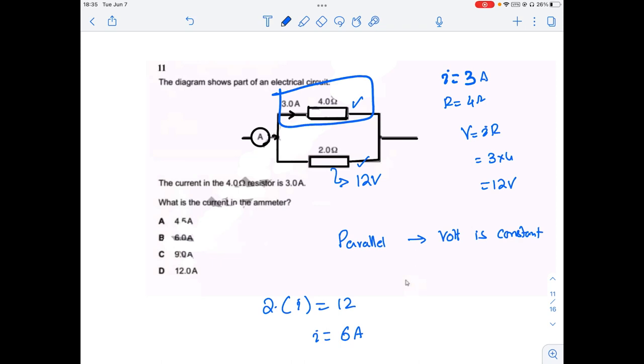What is the current in the ammeter? So I see that the current in the ammeter is going to be the total current, because 3 amperes is going from here and 6 amperes goes from here. So therefore, the total current that has to be coming through the ammeter itself is 6 plus 3, 9 amperes. So which option is the correct option? Option C is going to be the answer.